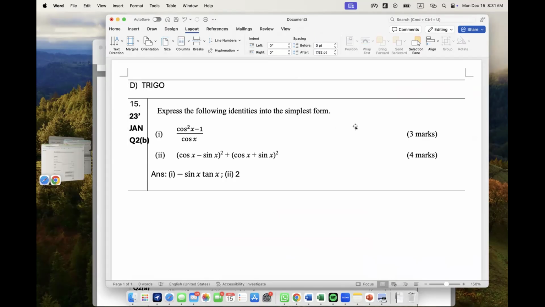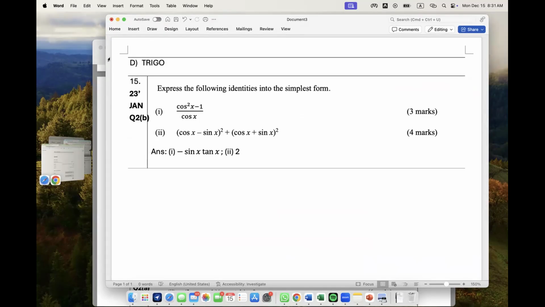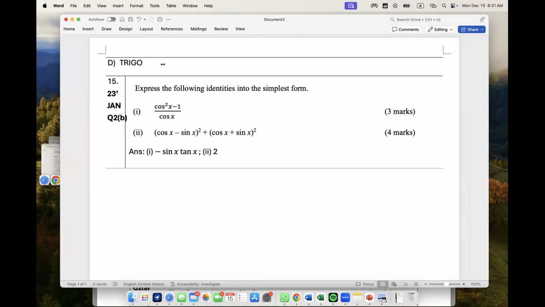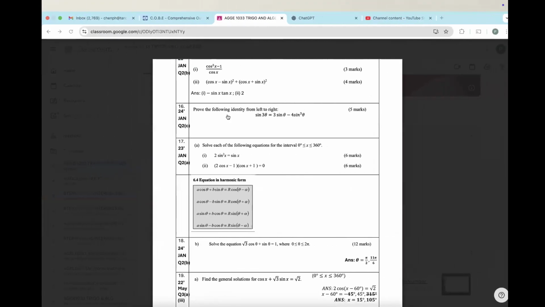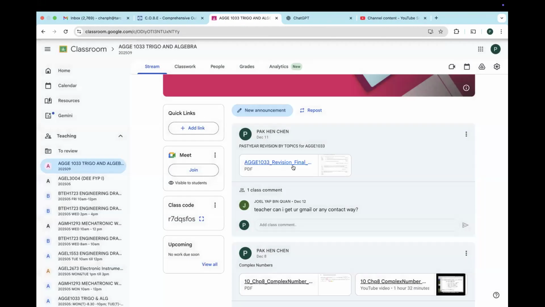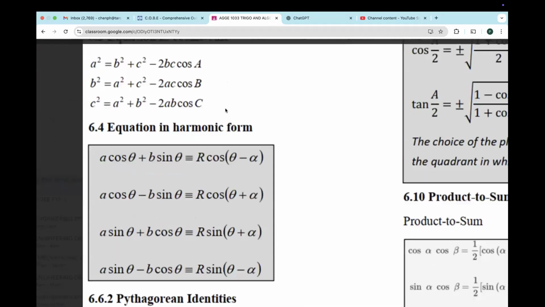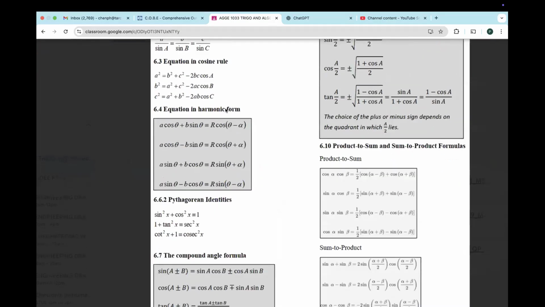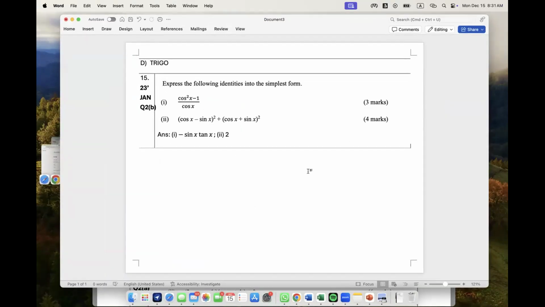Okay. Express the following in the simplest form. Okay. So any idea what formula to use? Many formulas will be given for the Trigo, right? If you check your Google Classroom, the formula sheet I will give will be this whole page. These are the formulas given, right? So you need to know which formula to use when you solve the Trigo function. Okay. So how do we start this one? Anyone?